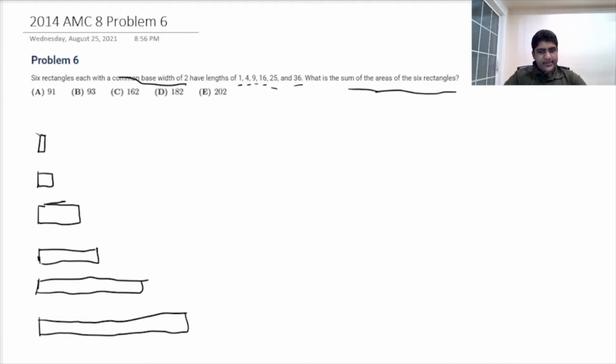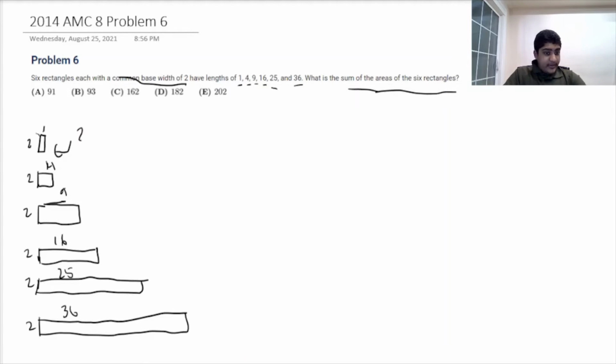So we want to find the sum of the areas of the 6 rectangles. So first, let's just label each of these rectangles with their base and length. All right. And we want to find the sum of the areas of the 6 rectangles. So let's just find the area of each individual rectangle.